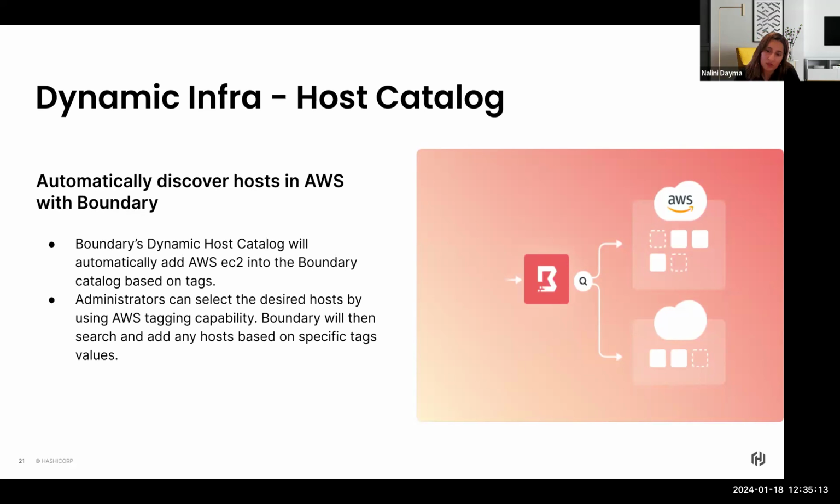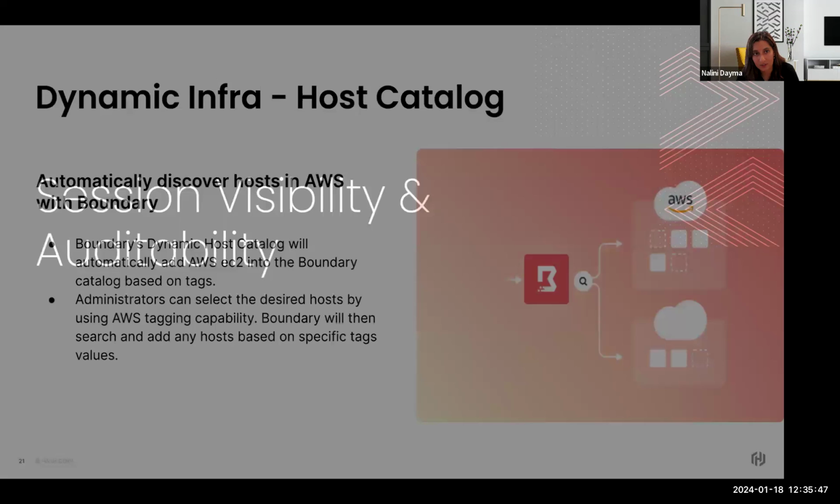And then based on those tags, Boundary can go and scan your AWS account. And it will scan all the hosts based on those tags and generate a dynamic catalog. So it actually reduces a lot of operational toil. And you don't have to construct your host catalog and then grant access to every single host in that catalog, because Boundary does that automatically for you. How does it do that? As I said, it uses the AWS tagging capability.